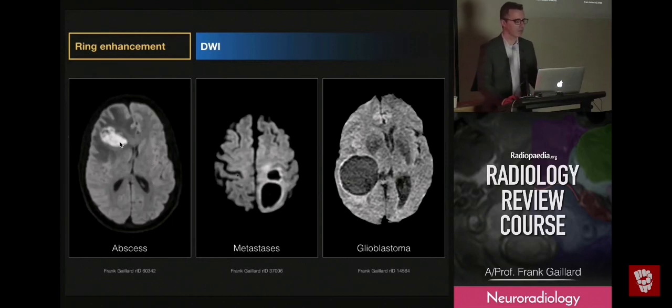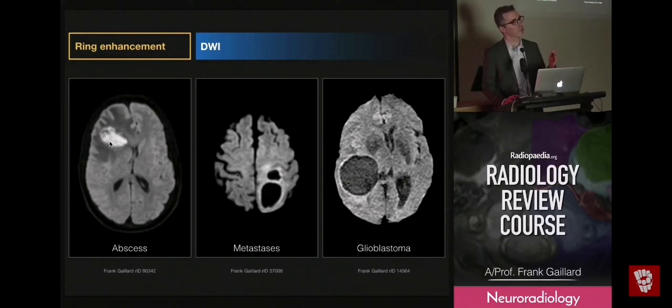DWI, of course, is different. Pus will show diffusion restriction. And if there's no hemorrhage, and if the goop is not too proteinaceous, then there's no diffusion restriction. So if you see a ring-enhancing lesion that has no diffusion restriction centrally, you can be very certain that it's not pus. If you see a ring-enhancing lesion with diffusion restriction, you have to raise abscess, but be aware that a hemorrhagic lesion, or one that's got really thick proteinaceous necrotic goop in it, might diffusion restrict. And you have to be willing to be wrong once in a while.